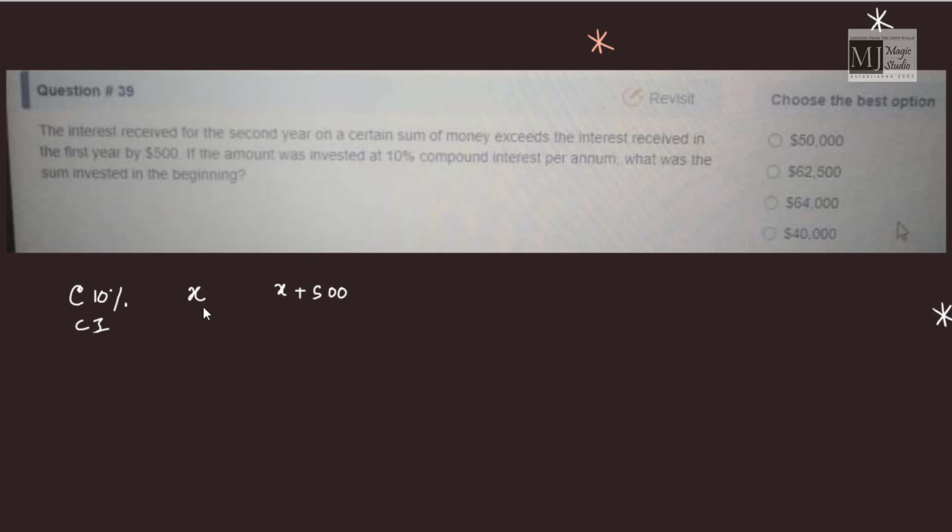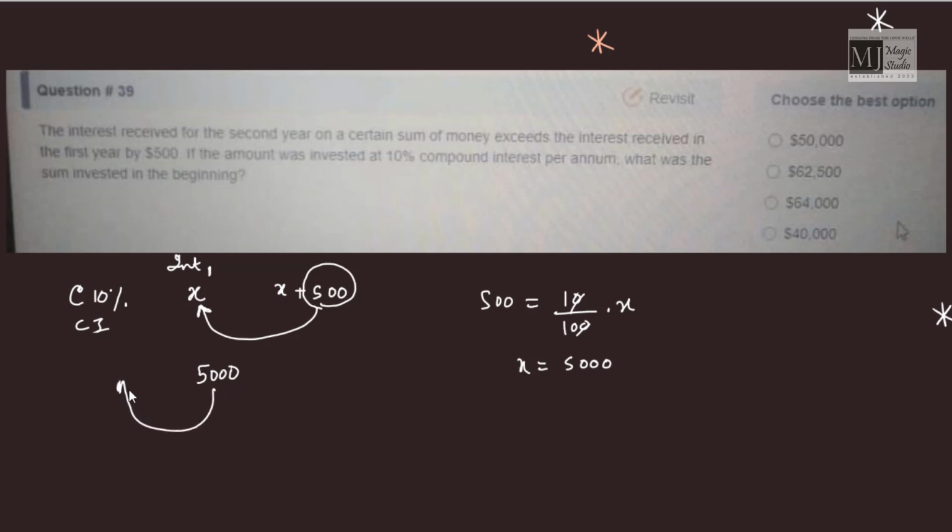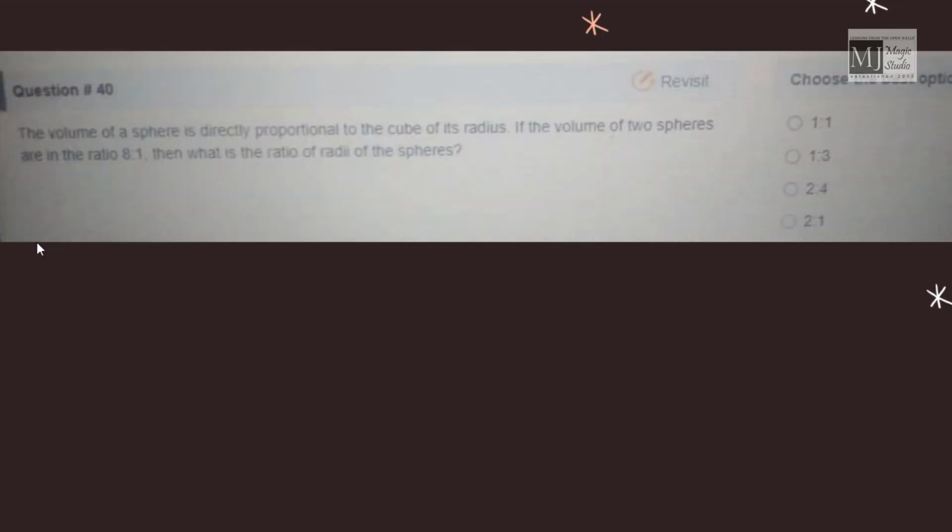Now, first thing, can we see what this 500 is? 500 is nothing but interest on this X, that is the interest for the first year. So 500 is 10% of X. So X is 5,000. Now we have got X. Now what is X? X is interest on the principal at 10%. That means principal into 10% equals 5,000. Principal equals 50,000. What is the sum invested in the beginning? $50,000, option A.